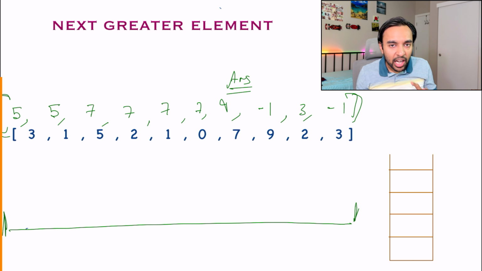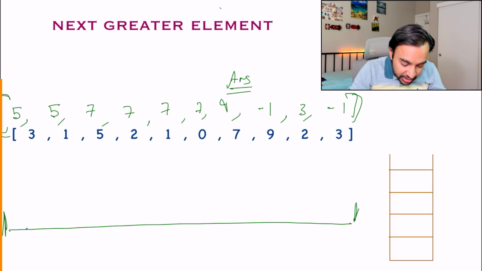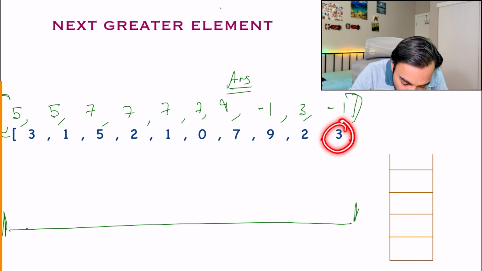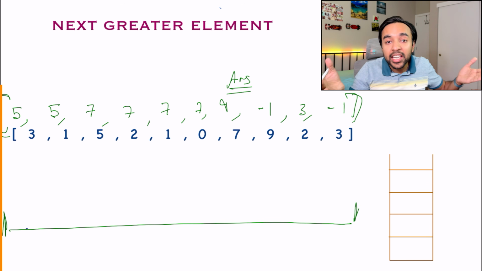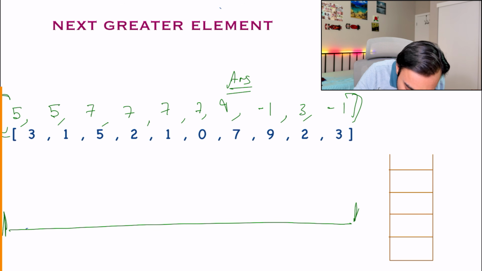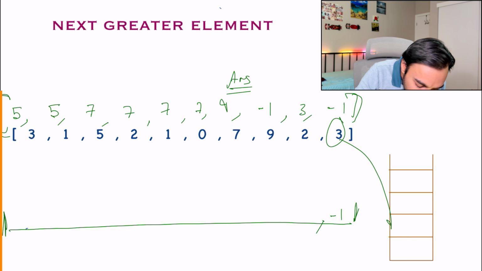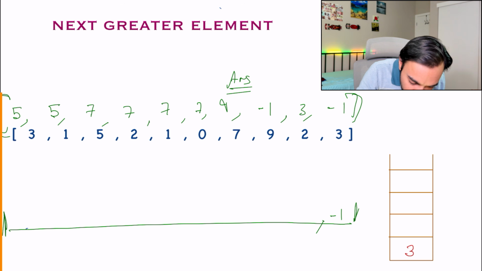Let us try to build our output array again. What is the first element I see? I see a 3. My stack is currently empty. That means I do not have any greater element. So what I can do is I can write down a -1 over here. And I will add this element to my stack. So 3 gets added to the stack.